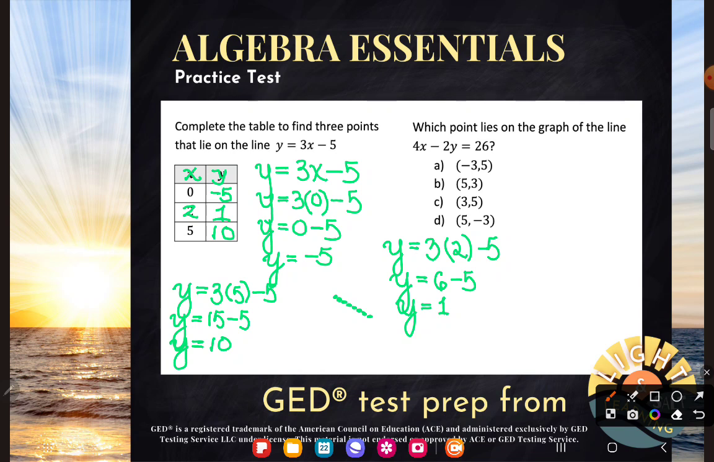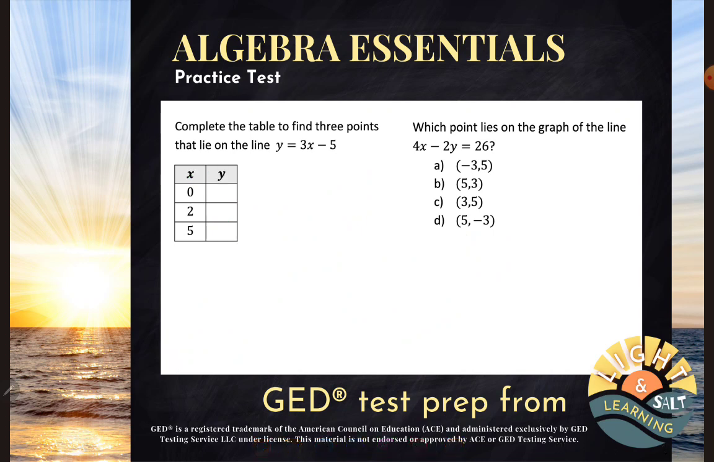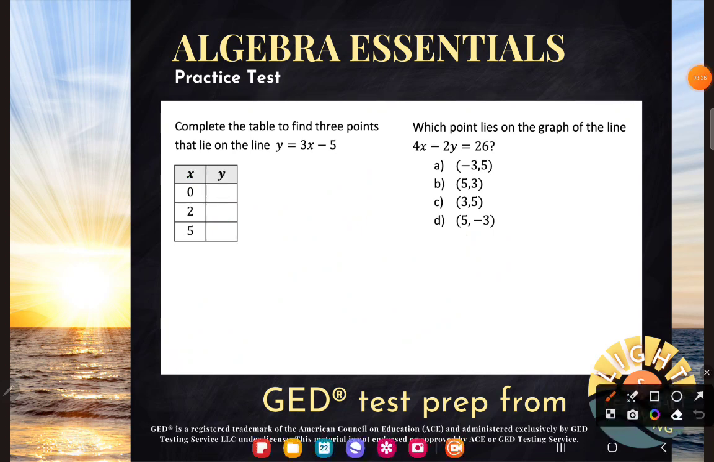Okay, let's look at which point lies on the graph of the line 4x minus 2y. We are going to need some space here. Sorry, I didn't read the whole thing. 4x minus 2y equals 26. So once again, yes, it's a line problem, but what form is this line taking? An equation of a line. And again, it's an equation with this x and this y, because a line is just a bunch of xy points that if I were to put them all on a graph, they would connect.